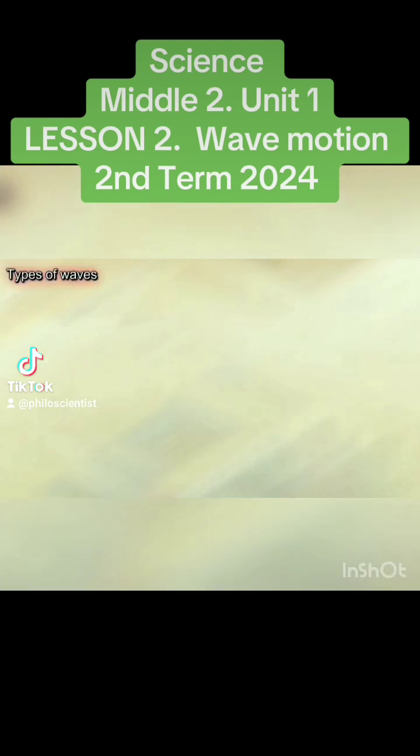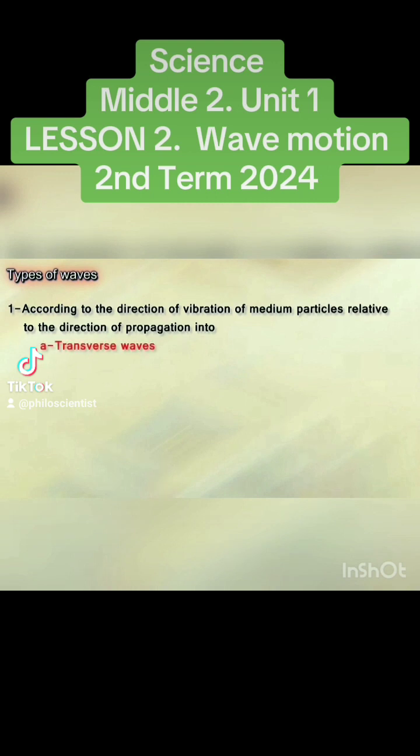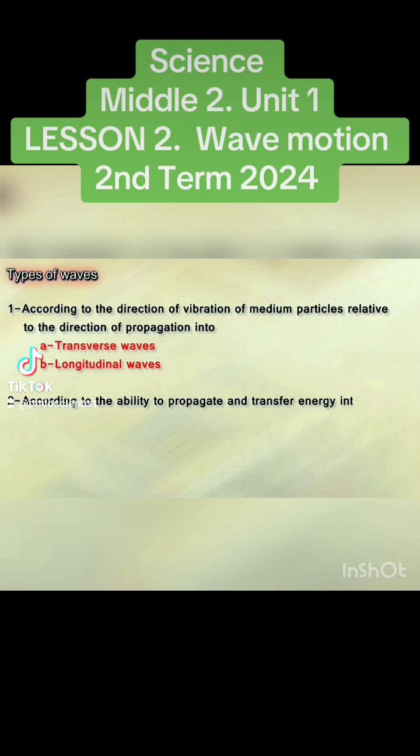Types of waves. Waves can be classified in two ways. 1. According to the direction of vibration of medium particles relative to the direction of propagation into A. Transverse waves, B. Longitudinal waves. 2. According to the ability to propagate and transfer energy into A. Mechanical waves, B. Electromagnetic waves.